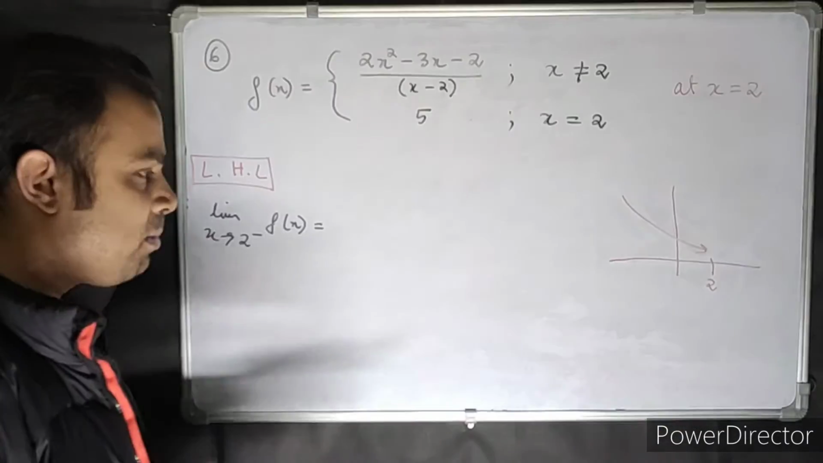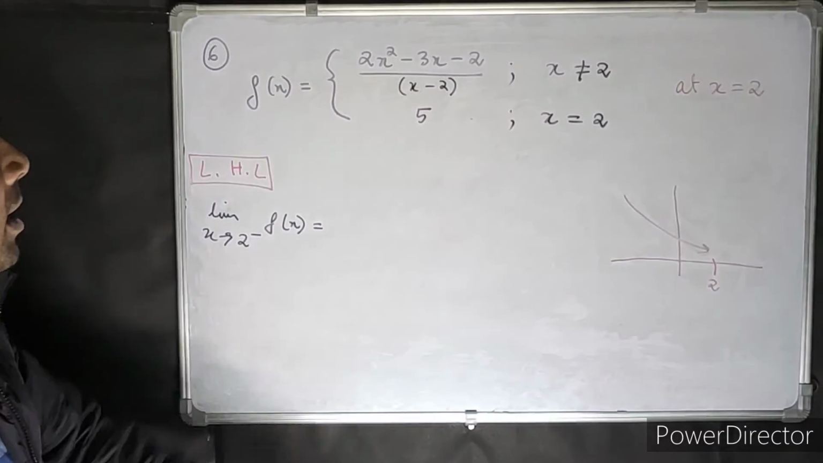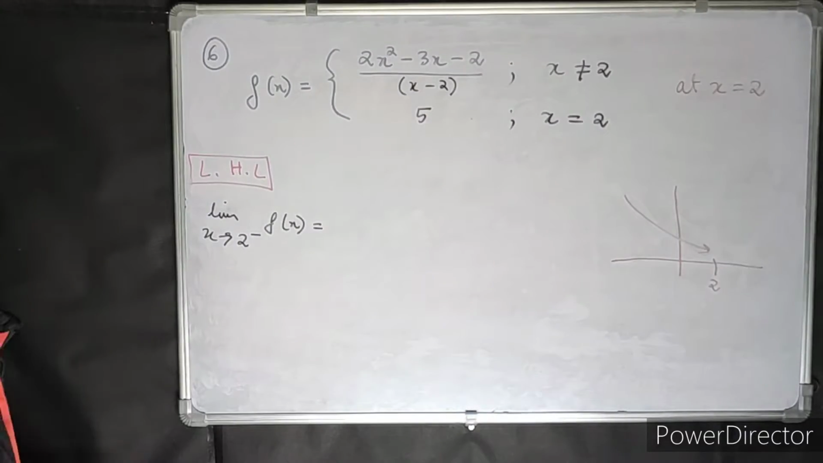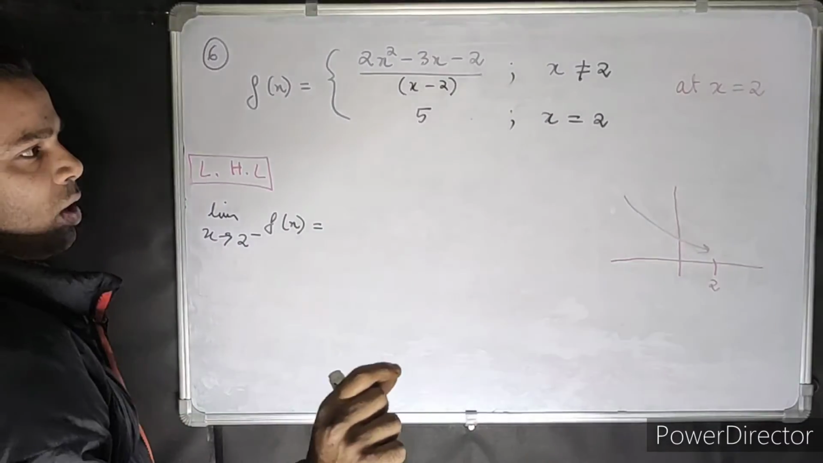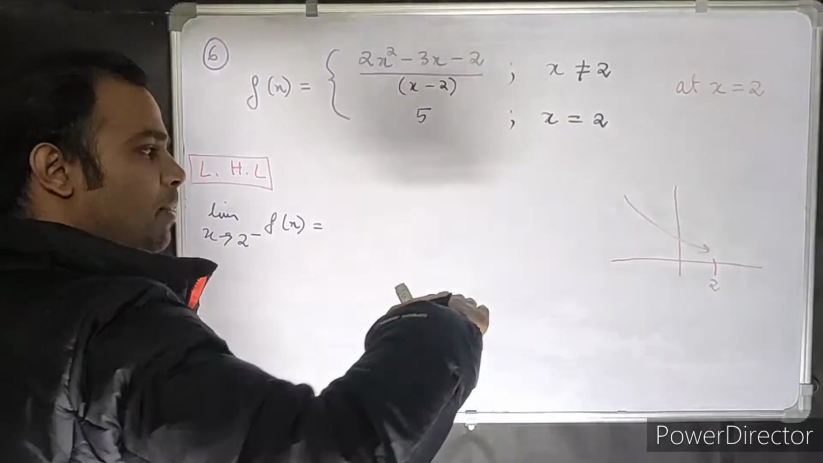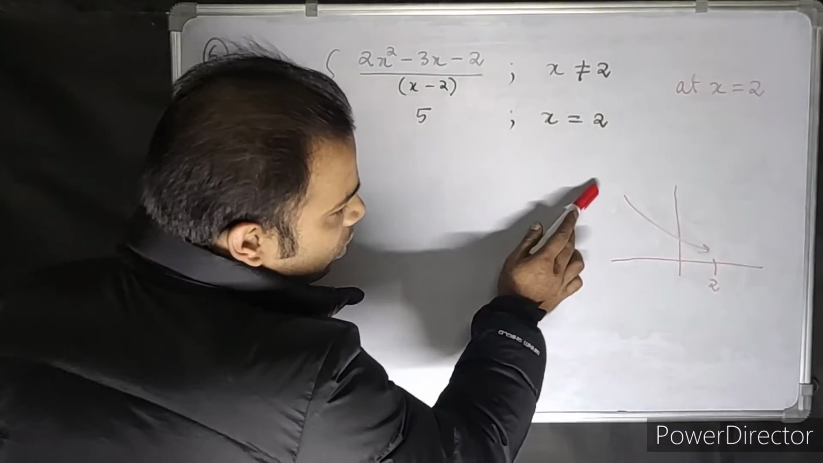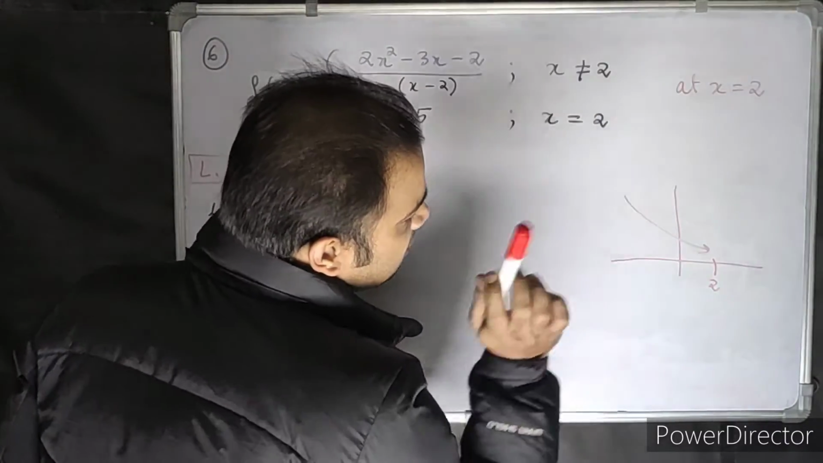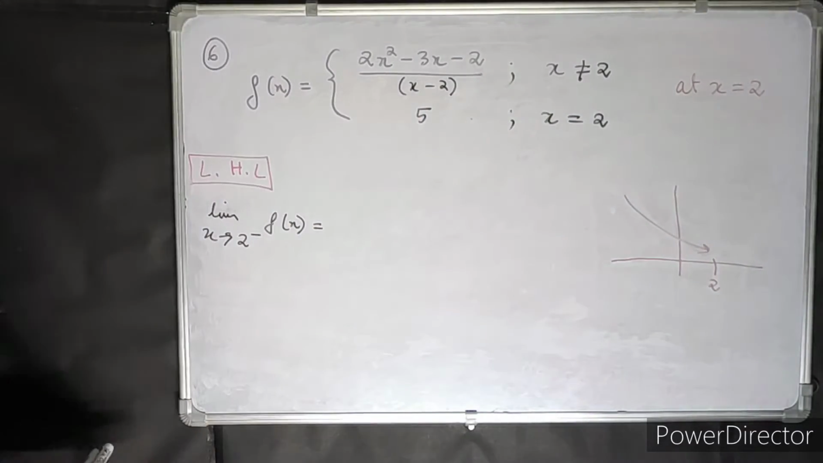That does not mean it's already gone to 2. It's approaching 2 from the negative side, that means it's not equal to 2. Approaching 2 does not mean it's equal to 2. My hand is approaching the board does not mean that it's touching the board. So if it's not equal to 2, then we have to use this function.